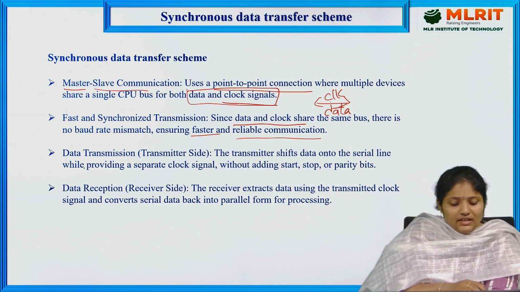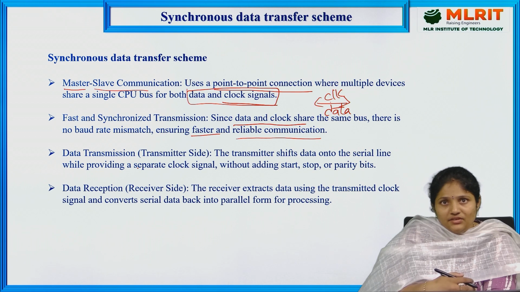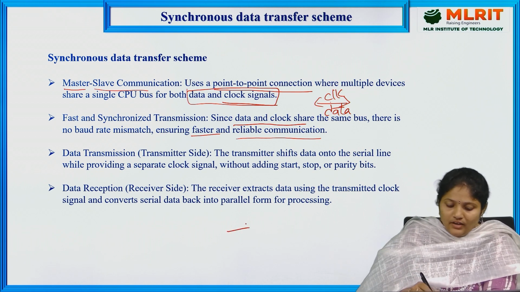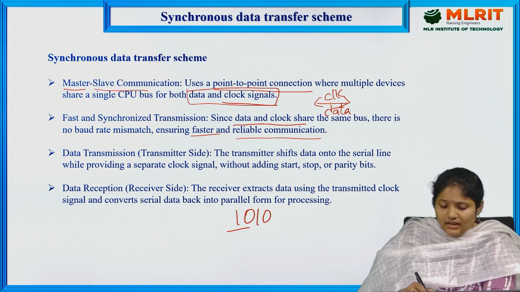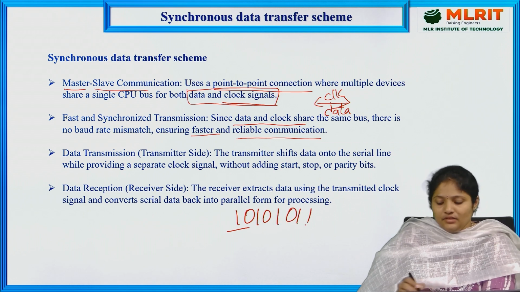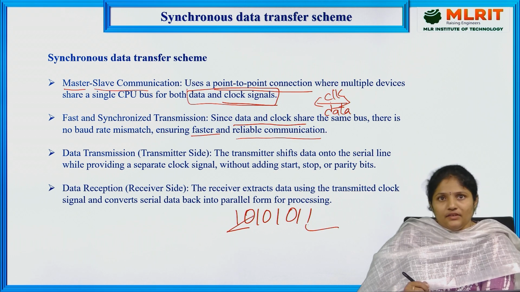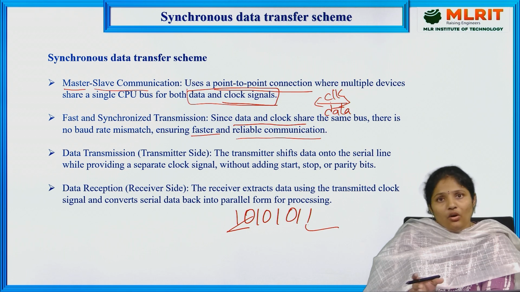Coming to the data transmission, the transmitter side will shift the data onto the serial line one by one. If I want to transmit data like this, whenever the clock is applied, the data will be moved from the least significant bit to the most significant bit. In this communication, there is no start bit, no stop bit, no parity bit. The synchronization will always happen with the clock signal only.